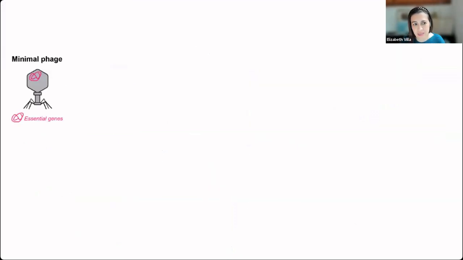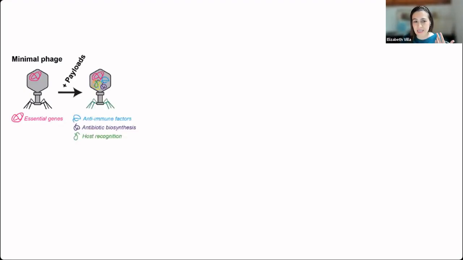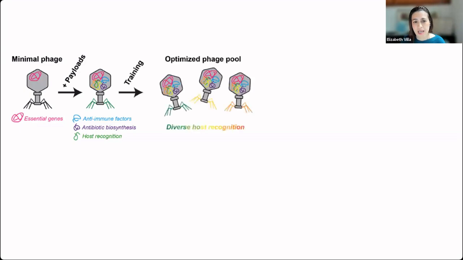So that really got us thinking, is it possible to establish what the minimal phage is, the minimal genome that has only the essential genes? Take everything else out, and put things in like anti-immune factors to avoid the many immune systems in bacteria that people are discovering currently, and broaden the host recognition range so that it can infect different strains. And for good measure, maybe we'll add antibiotic synthesis so that when the cell explodes, it releases a confetti of antibiotics to others, and then try to train this phage to have an optimized phage pool.